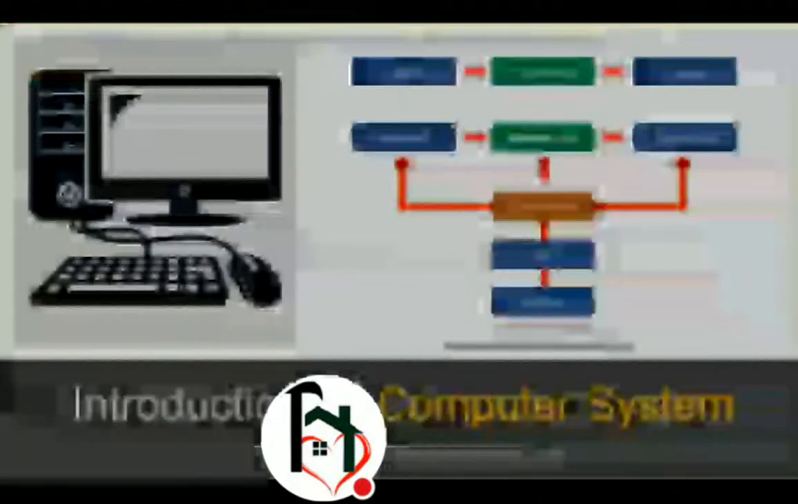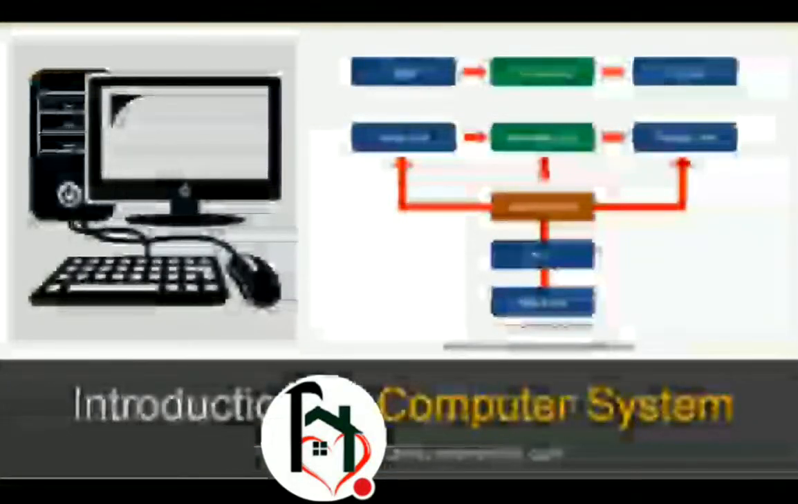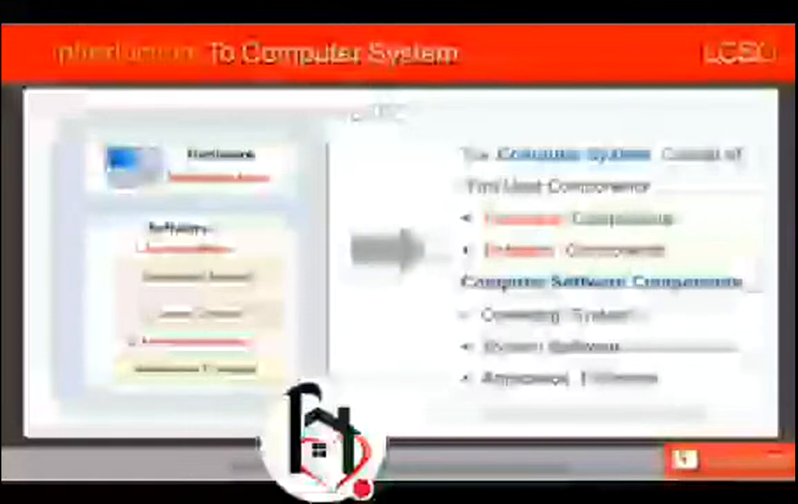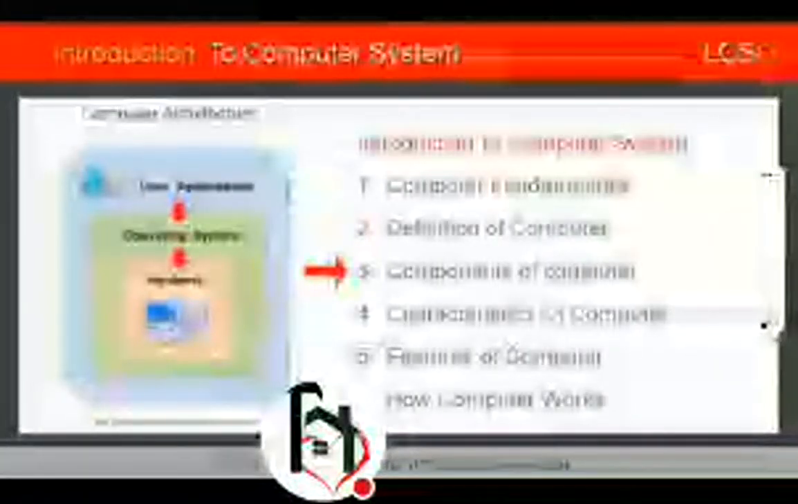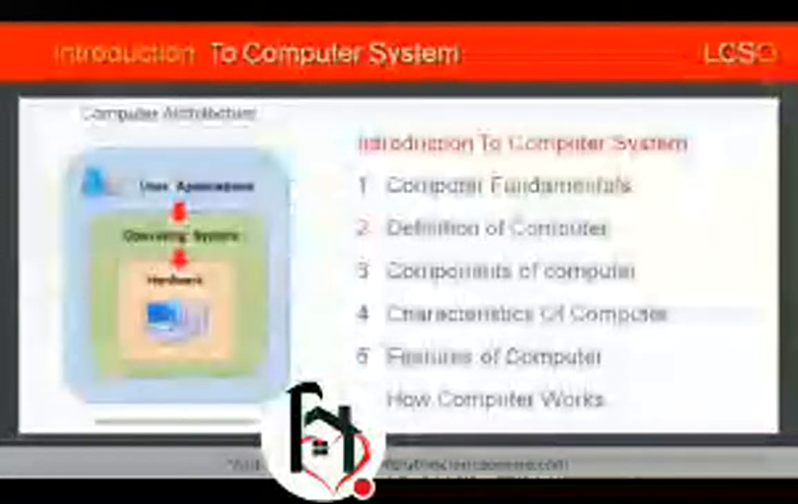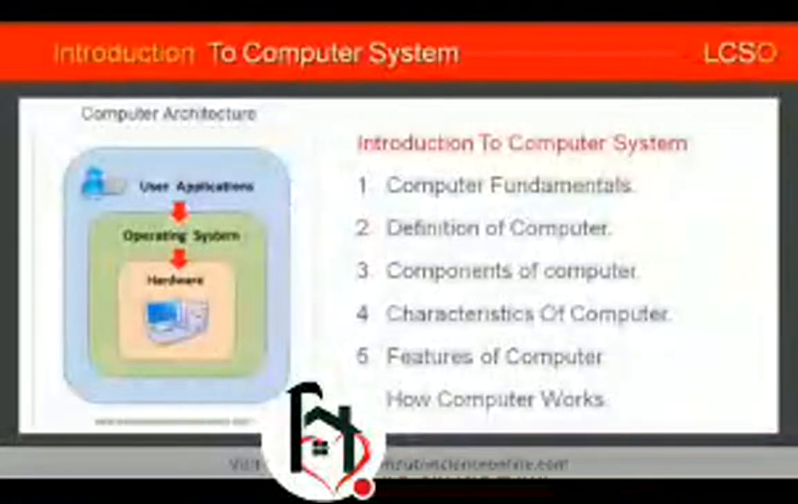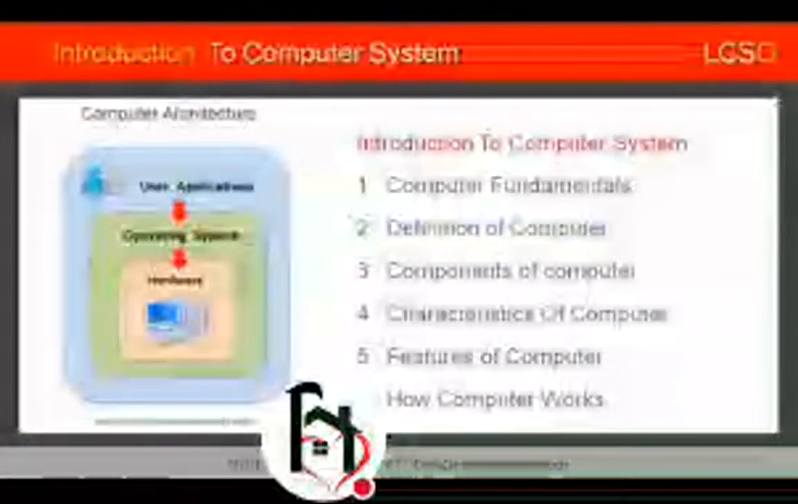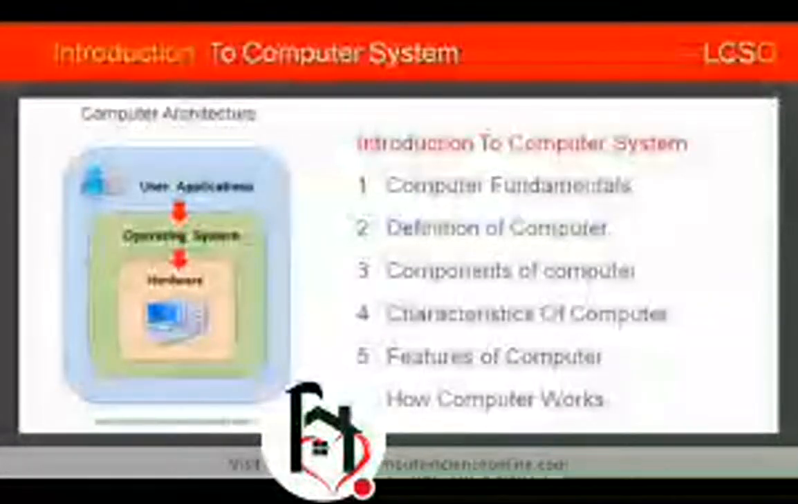Computer systems, a simplified introduction to the computer system. This video tutorial is specially designed for beginners to learn fundamental concepts related to computers. We will study the definition of computer, various components of a computer system, important characteristics and features of computer, and how a computer works. Let us start with a simple introduction to the computer system.